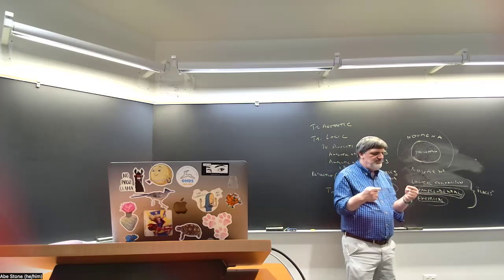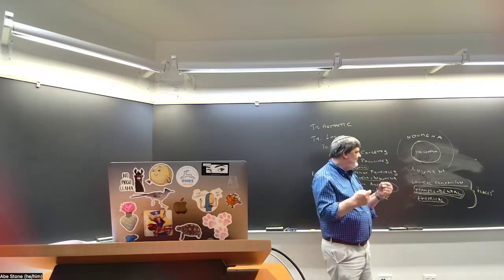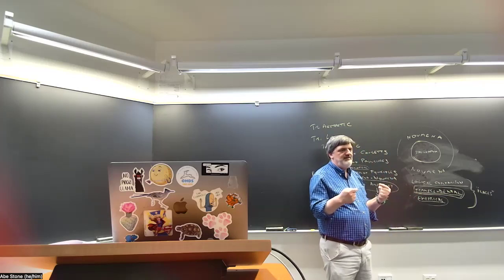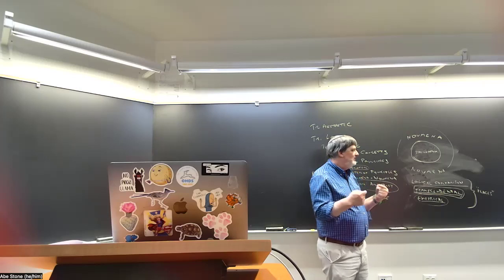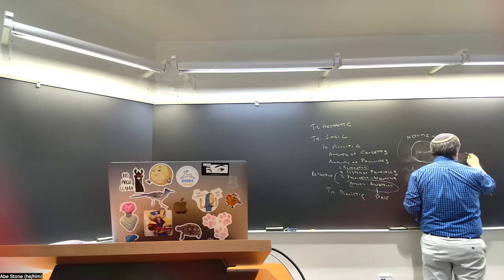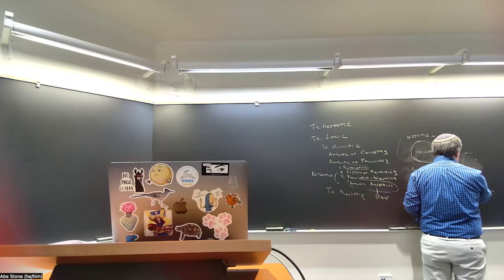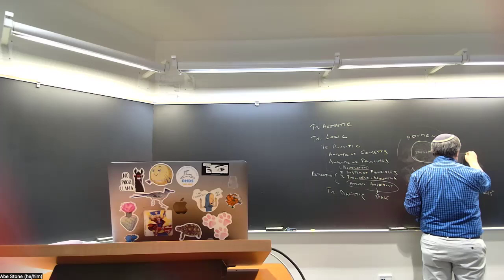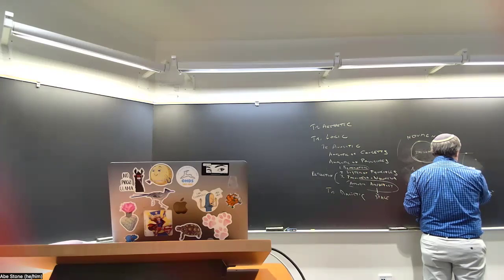This is very similar to, and I think not coincidentally, very similar to what Locke says about identity and difference in the Essay. Right? That identity is always a relationship between things at different times, and the way we know that this one is the same as this one is by comparing this one to other things at the same time, and we know these can't be the same.